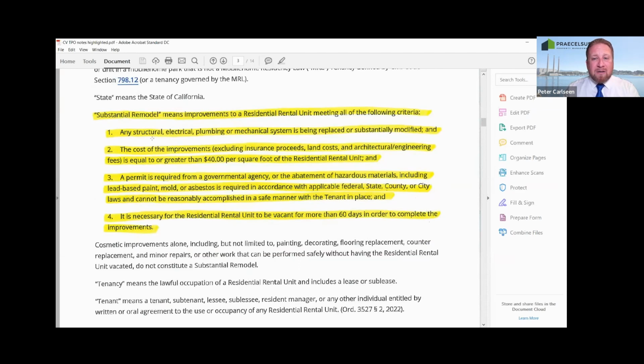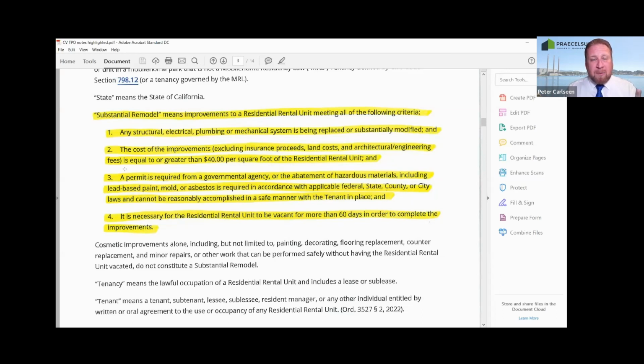The cost, excluding insurance proceeds, land costs, all that stuff, has to be equal to or greater than $40 per square foot of the entire unit. So if you have a 500 square foot unit that you're remodeling and you want to move somebody out, the cost of that has to be greater than 500 times 40, greater than $20,000.